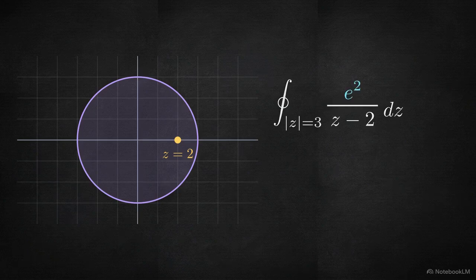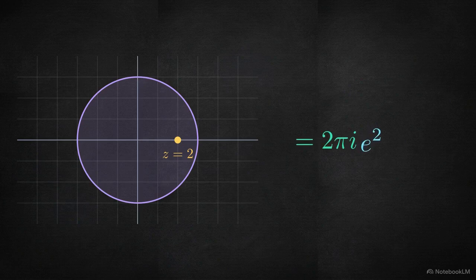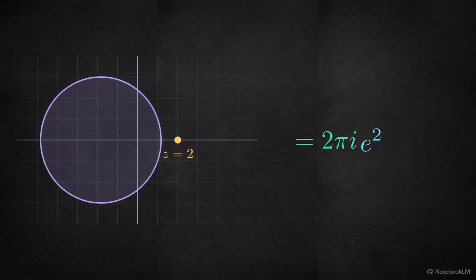The numerator, e to the z, is our analytic function. Applying the formula, we find the solution by multiplying 2 pi i by the function evaluated at z equals 2, giving us 2 pi i e squared.